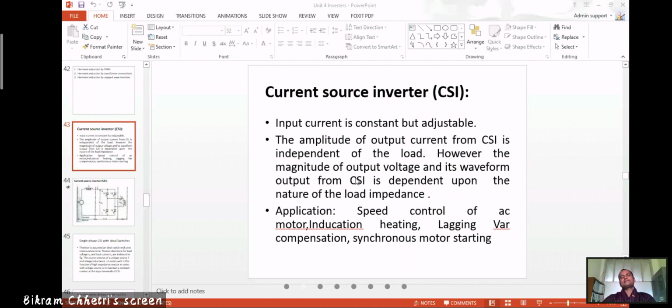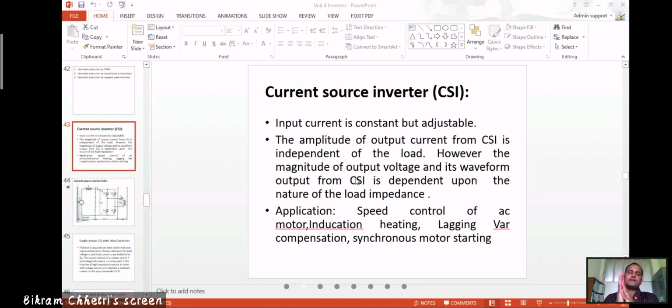Okay. Now we'll see this. In the last class we have seen the VSI, the voltage source inverter. Now we'll see what is CSI, current source inverter. In a current source inverter, the input current is constant, but it can be adjusted. The amplitude of the output current is independent of the load.